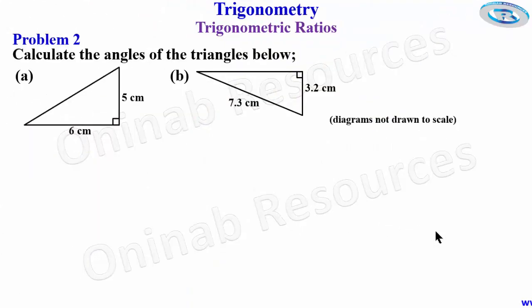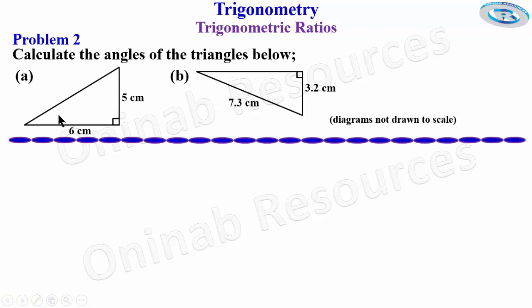For problem 2, calculate the angles of the triangles below. We have triangle A and B. So we are going to label the angles as alpha. Then this one should be what? Beta. This one is going to be theta. And this is going to be delta. For problem A, we are to calculate alpha and beta.